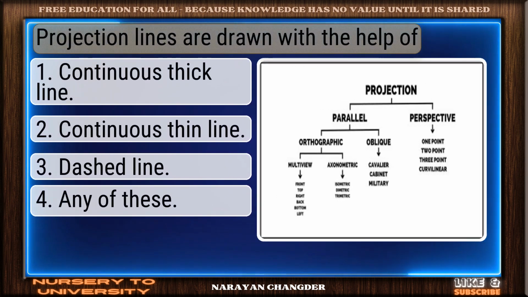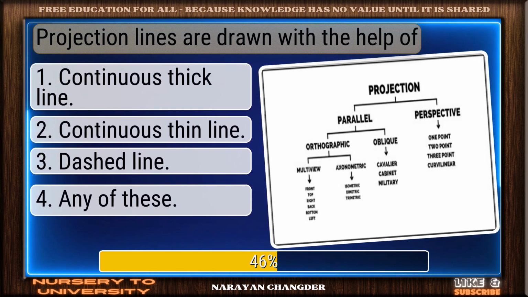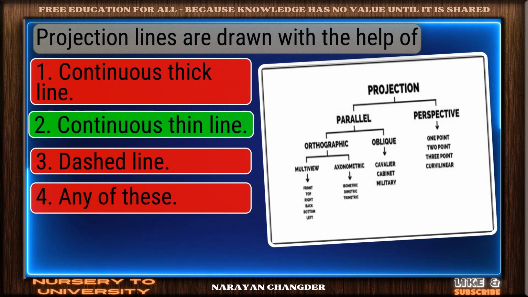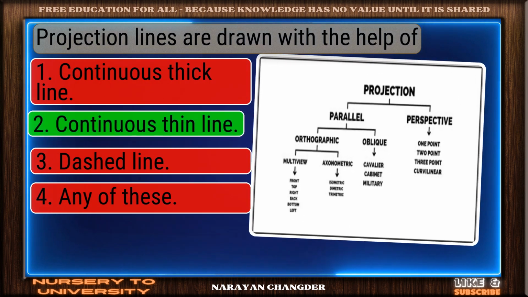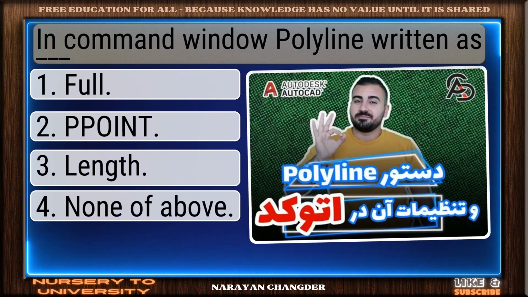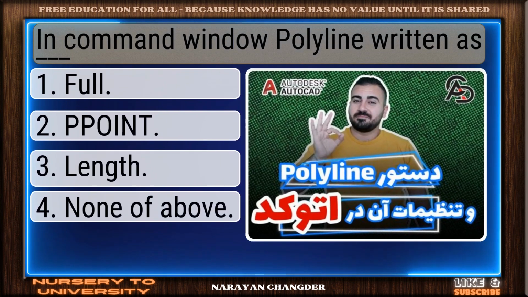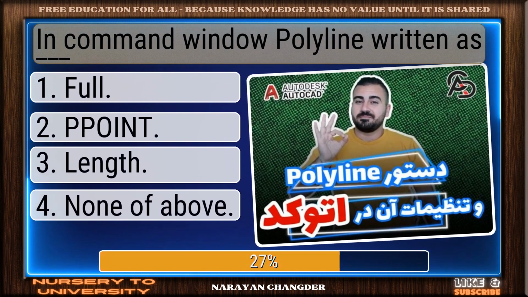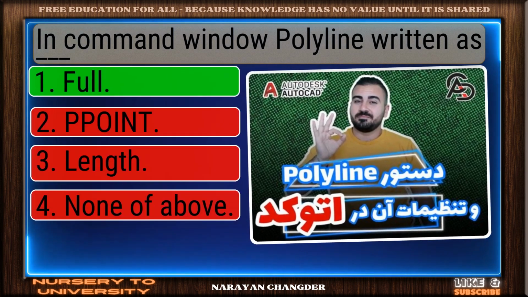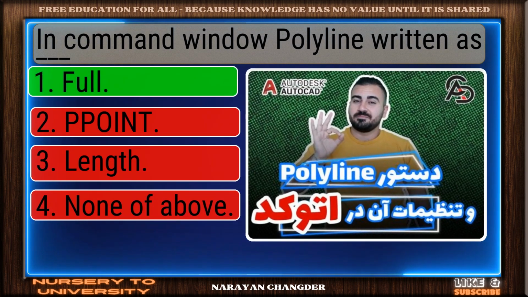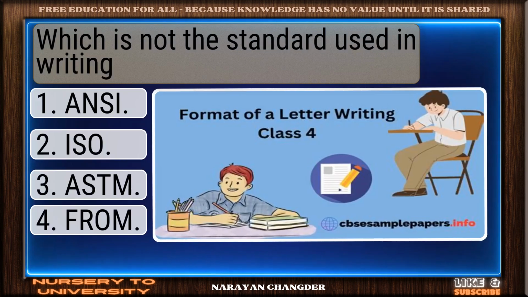Projection lines are drawn with the help of. Exactly. Continuous thin line makes sense and it is the right choice. In command window, polyline written as dash. Right choice. Full is the best answer.